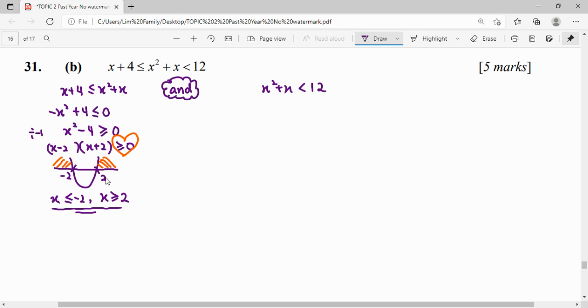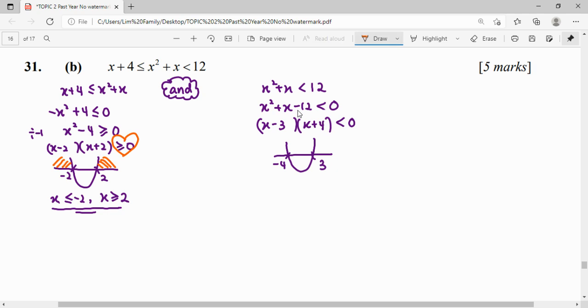The right hand side is also a quadratic. We rearrange it to the left hand side and let the right hand side become 0. After we rearrange the quadratic, make sure it is simplified. Yes, this is simplified, and we go to the next step, factorization and graphing. Our factorization is (x - 3)(x + 4). The smaller root is -4 on the left hand side, and the bigger root is 3 on the right hand side.